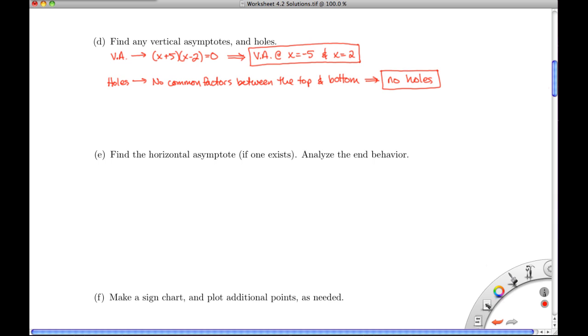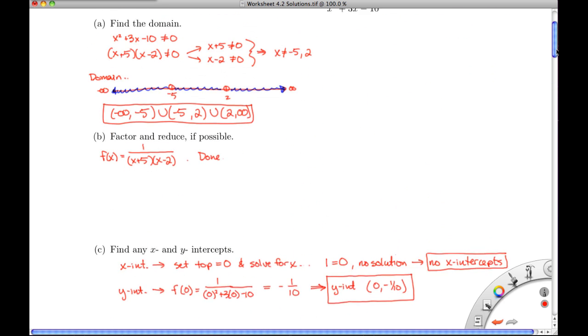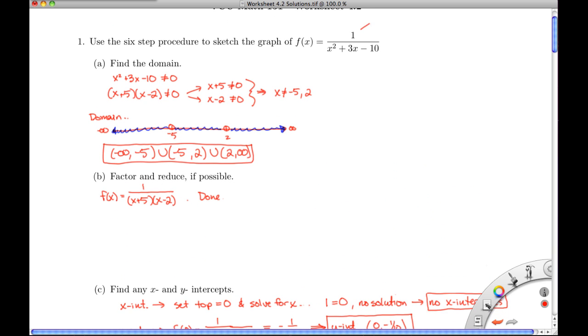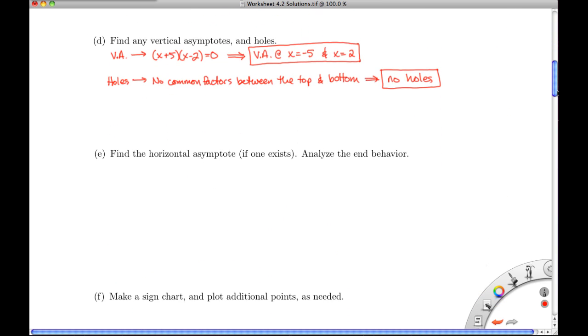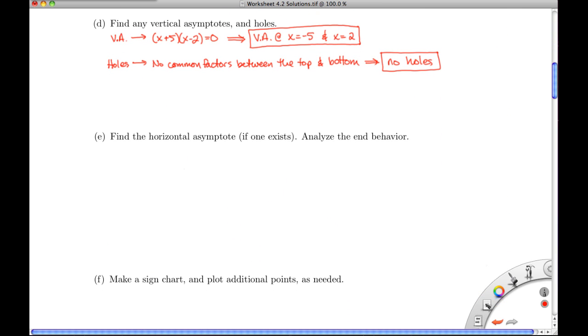For part E, we're asked to find the horizontal asymptote if one exists, and then use that to analyze the end behavior. Well, remember, with horizontal asymptotes, we want to pay attention to the degree of the top and the bottom. So if we go up to our function, the degree of this constant is equal to 0. The degree here is going to be 2. So we've got a case where the degree of the denominator is greater than the degree of the numerator.